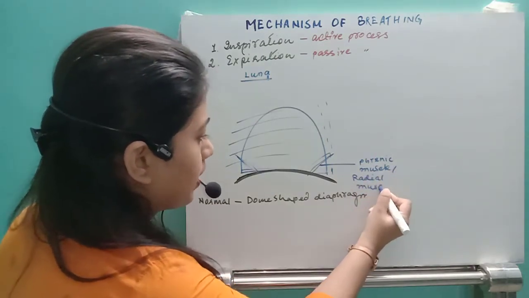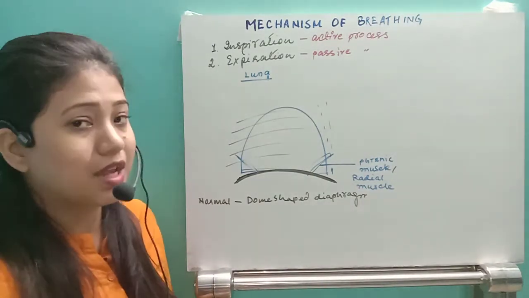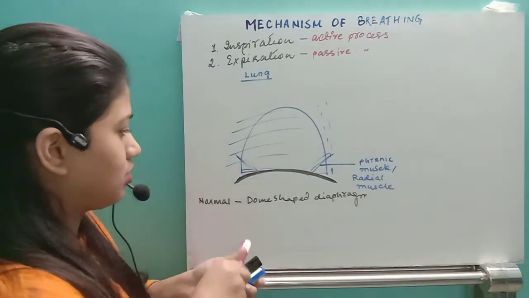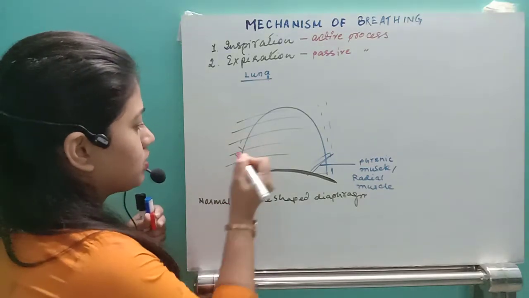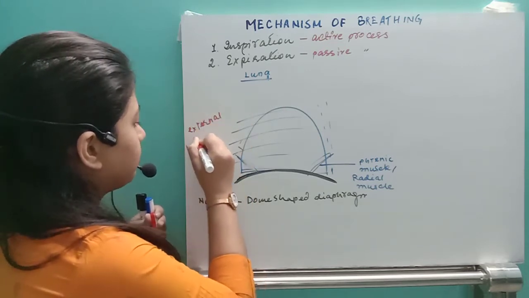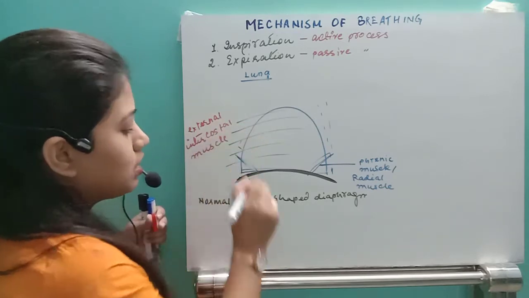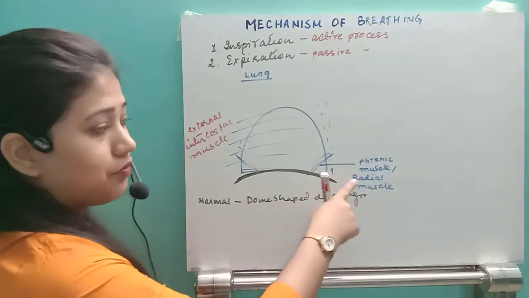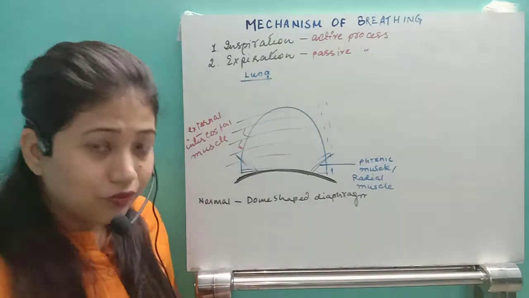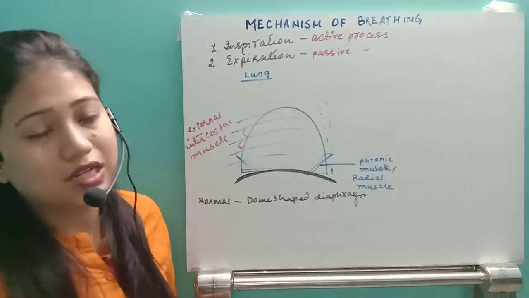Now just see here, in between the ribs we have another type of muscle, known as the external intercostal muscle. This is the intercostal muscle. These three, the diaphragm, the phrenic muscle and the external intercostal muscle, are involved in the process of inspiration, and after that the gases enter inside our lung.